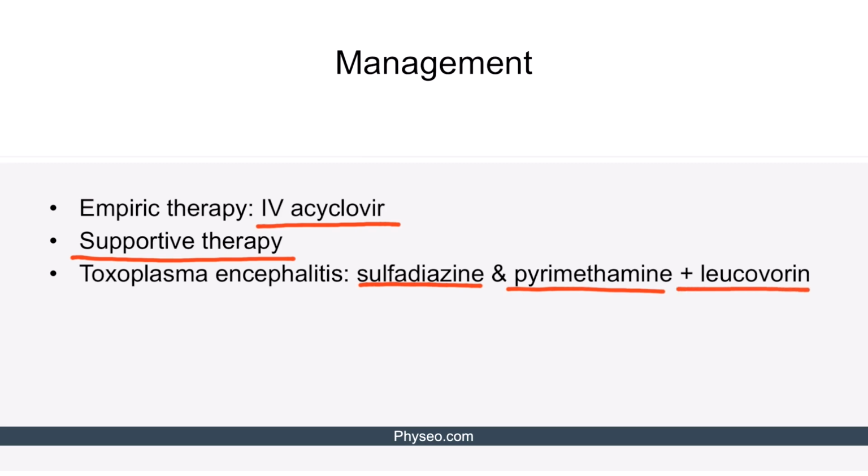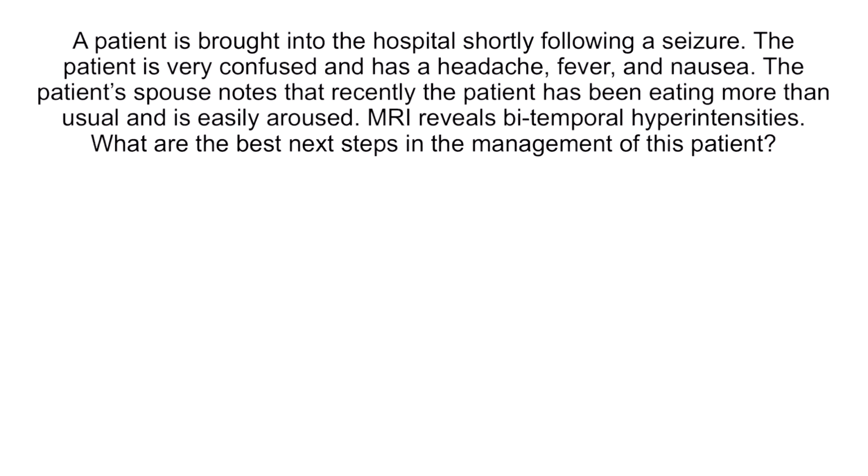Now let's do a question to apply what you've learned. A patient is brought into the hospital shortly following a seizure. The patient is very confused and has a headache, fever, and nausea. The patient's spouse notes that recently the patient has been eating more than usual and is easily aroused. MRI reveals bitemporal hyperintensities. What are the best next steps in the management of this patient? Feel free to pause the video as you consider the answer to this question.